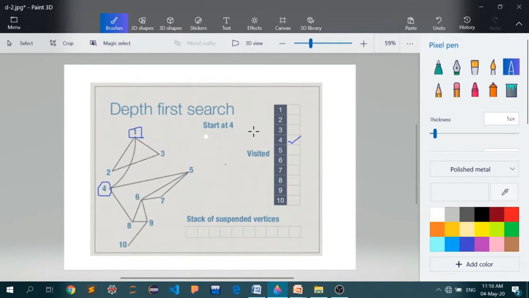So I will mark it as visited, and when I have chosen this particular neighbor of 4, for the time being I will suspend the exploration of node 4, and I will push this particular node onto the stack. So I have moved on now.